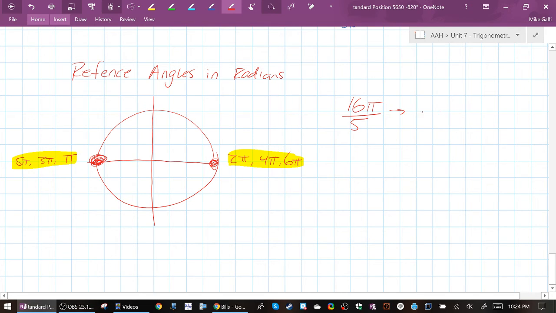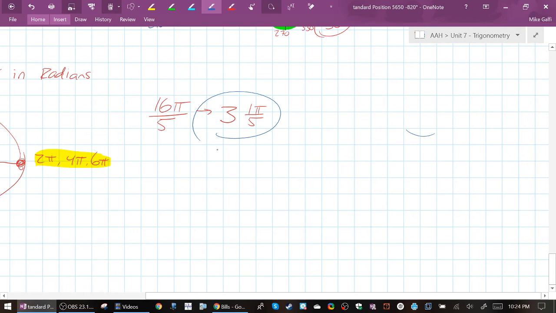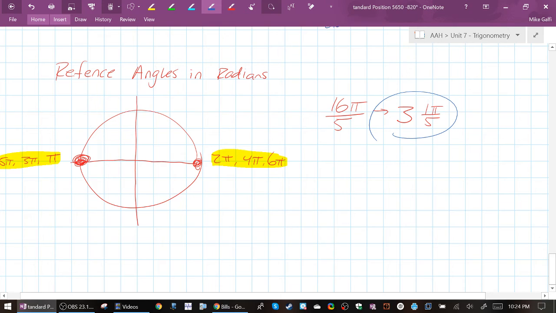5 goes into 16 3 times, okay, with 1 left over. So that would be 1 pi over 5. So now when I'm actually figuring this out on the graph, I want to go 3 and 1/5 pi. Well, 3 pi is on the left side, it's way over here. And then after I go 3, I go an extra 1/5 pi over here, right?